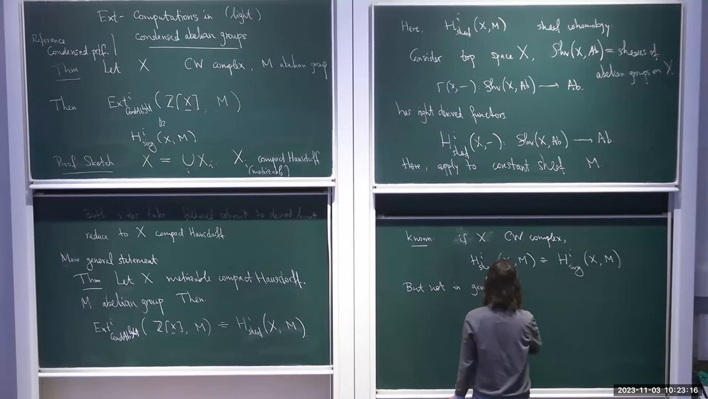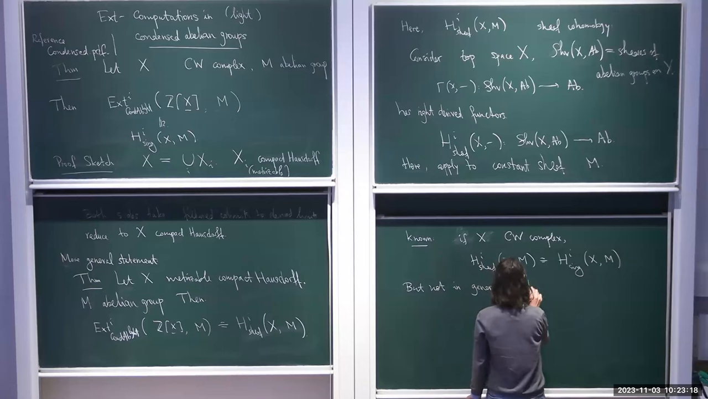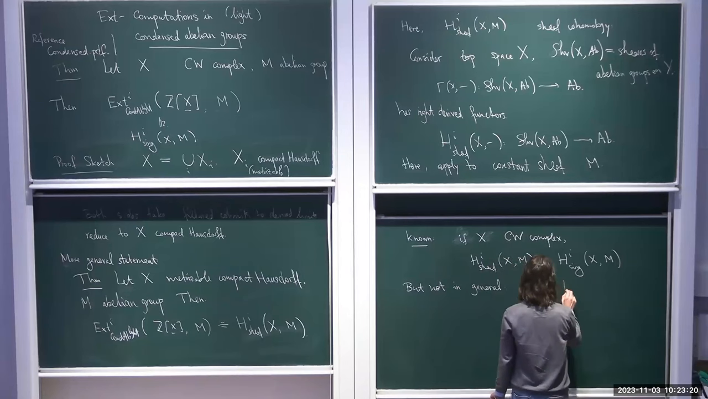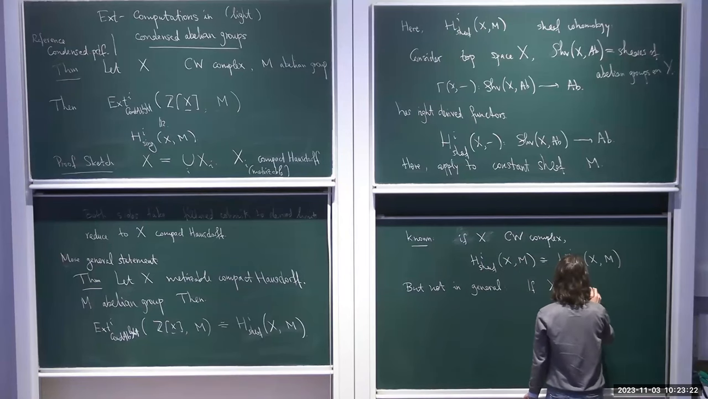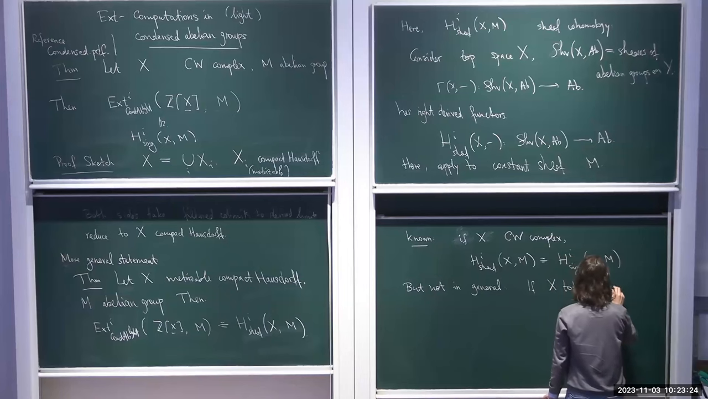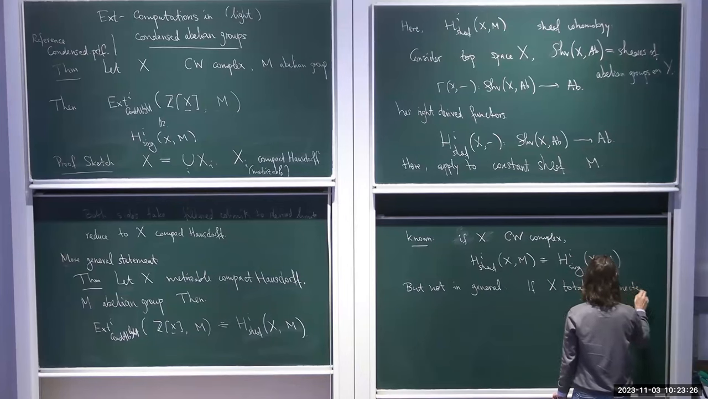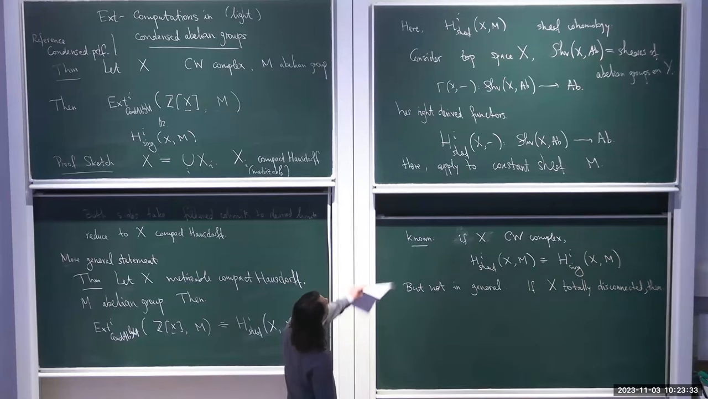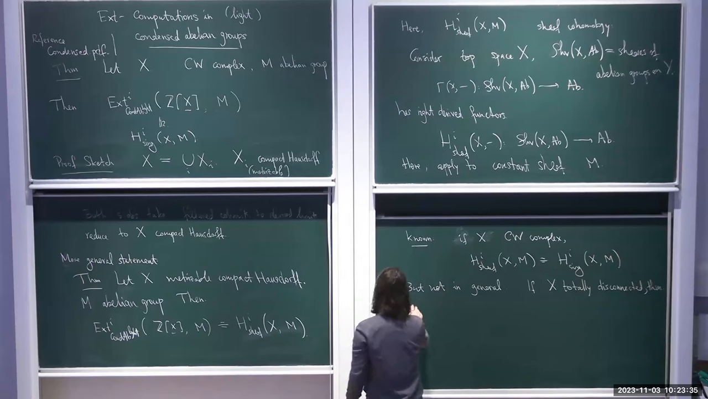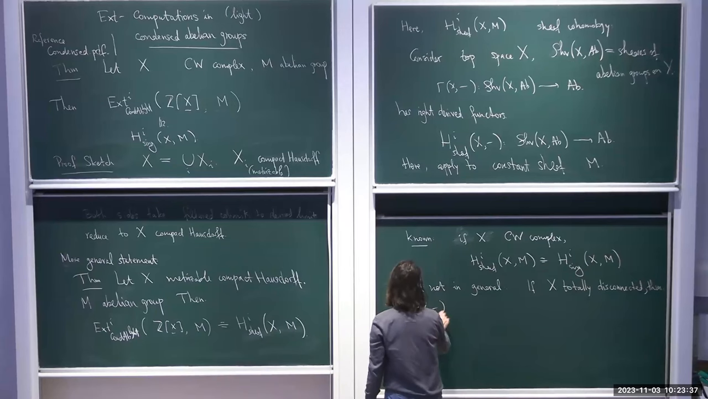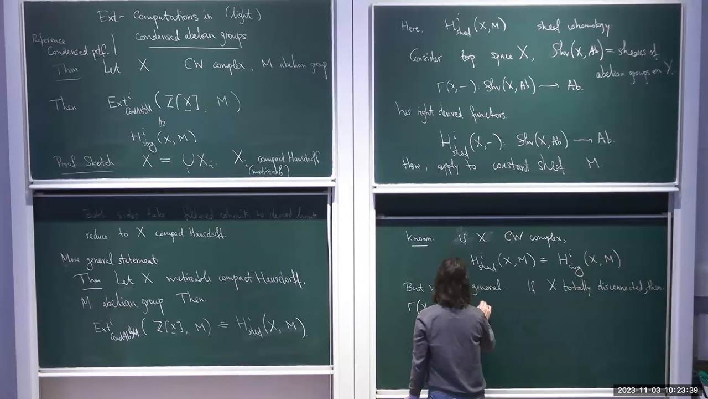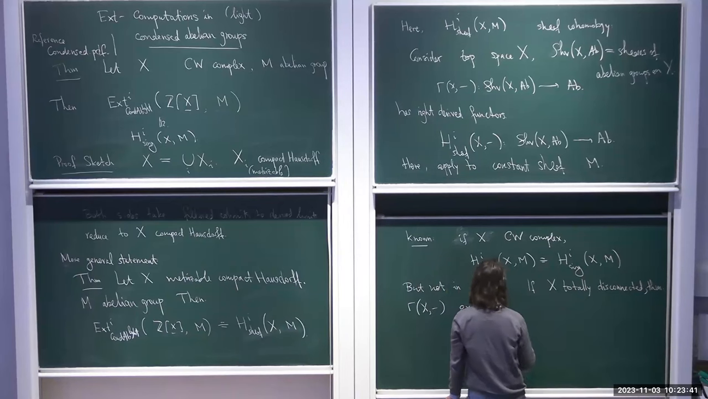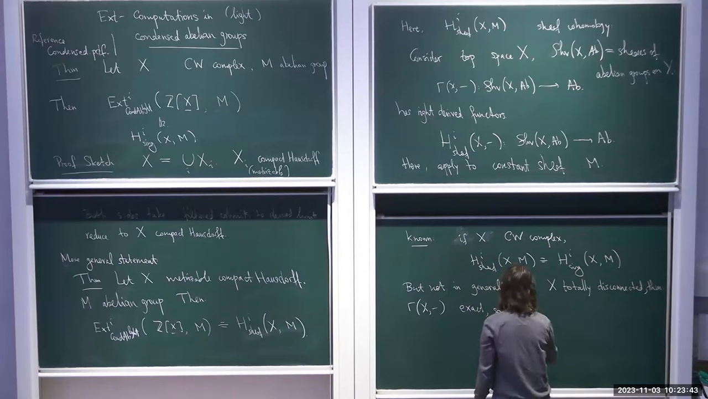So here's a key example to keep in mind of relevance to us. If X is totally disconnected, then, well, it's totally disconnected. So in this case, you can actually show that the global sections functor is already exact. So the sheaf cohomology.